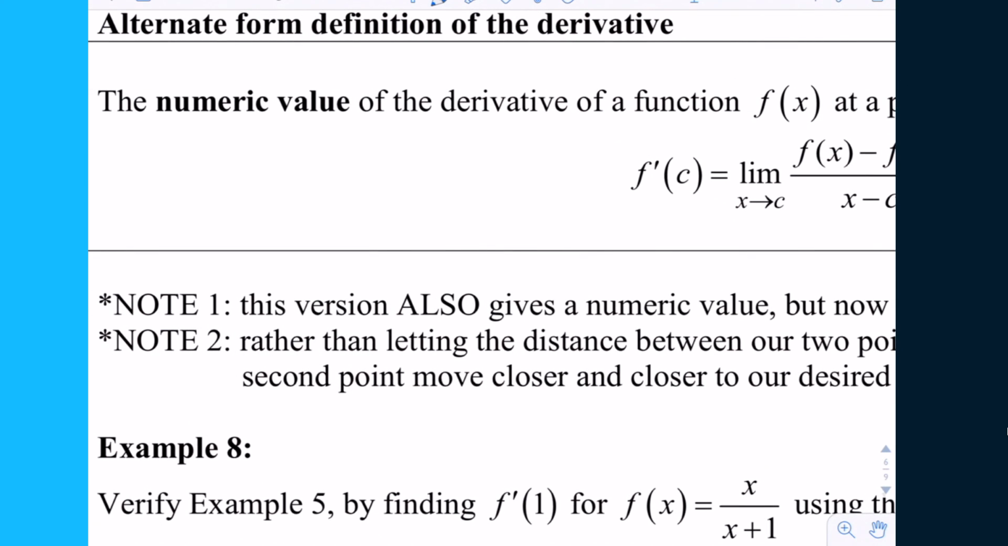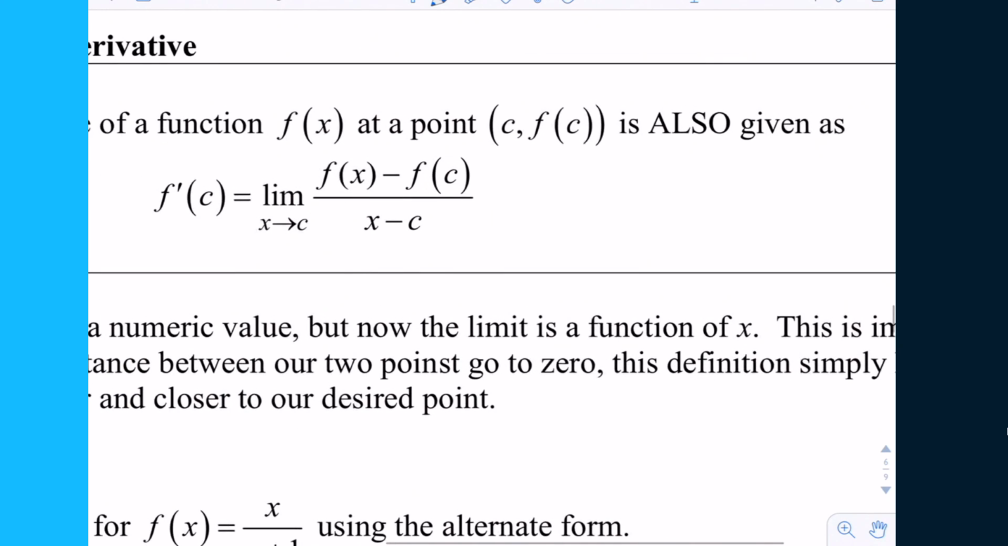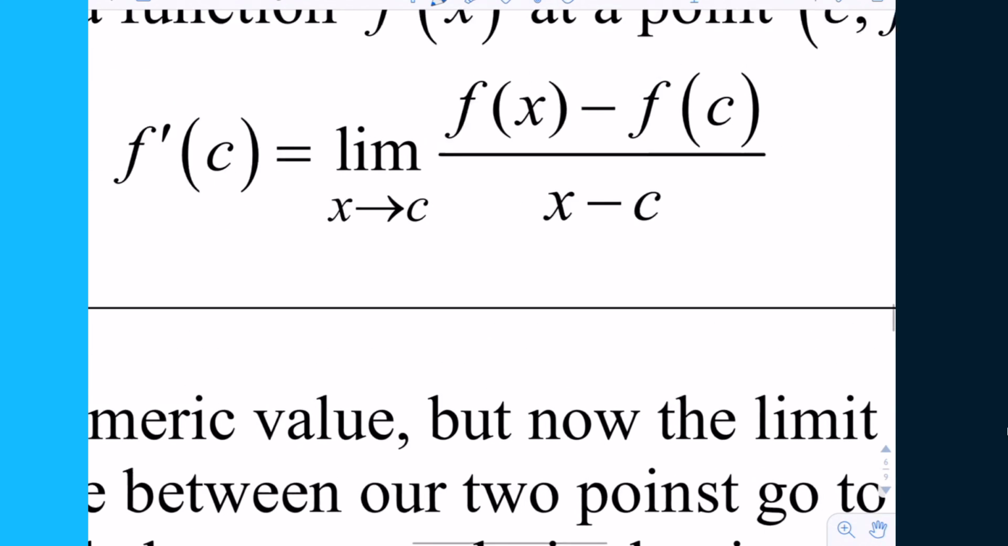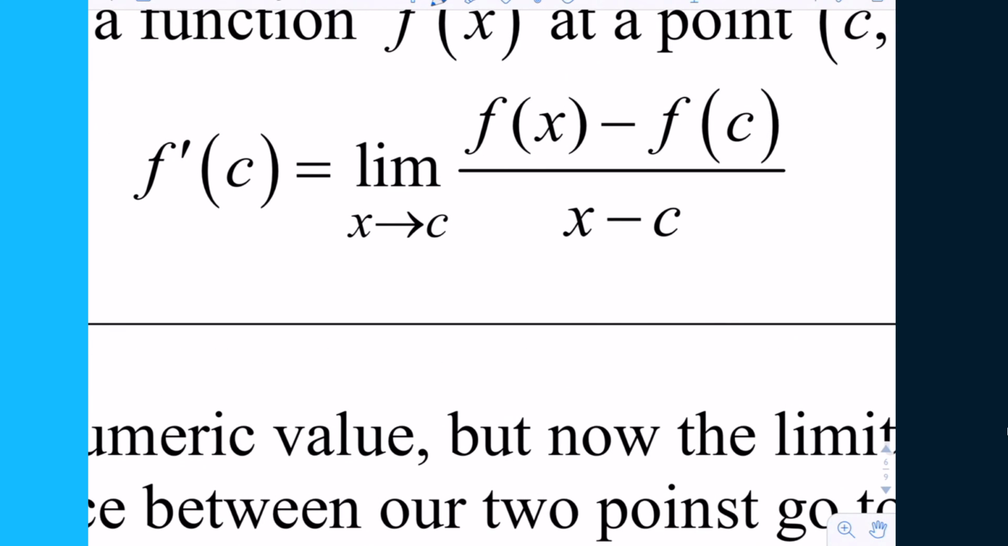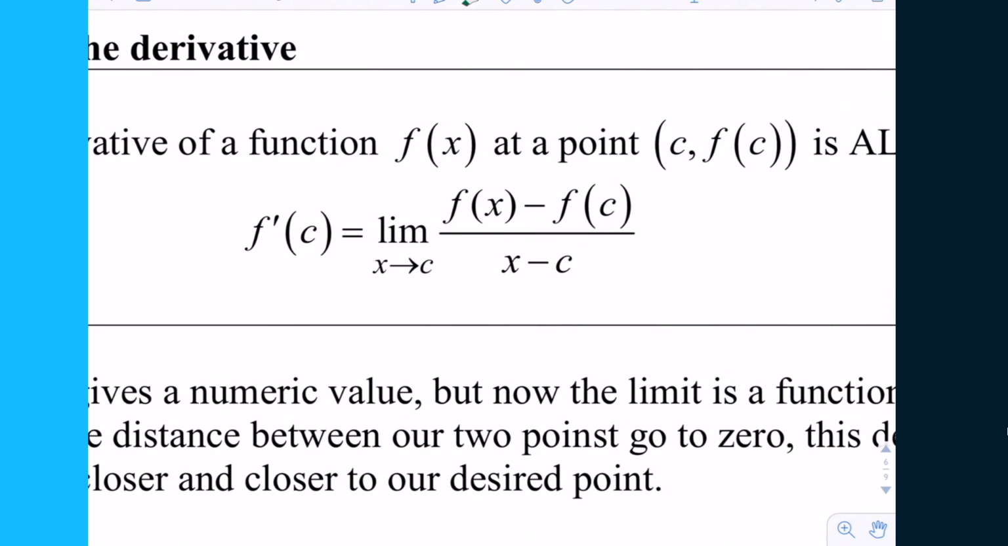Here's what it says. It says the numeric value of the derivative of function f of x at the point c, f prime of c, is also given as this. This is called the alternate form definition. The alternate form definition. Okay? We've had the modified form. Remember, the modified form was basically the limit definition of the f prime of x function, except it had a specific value plugged in for x.